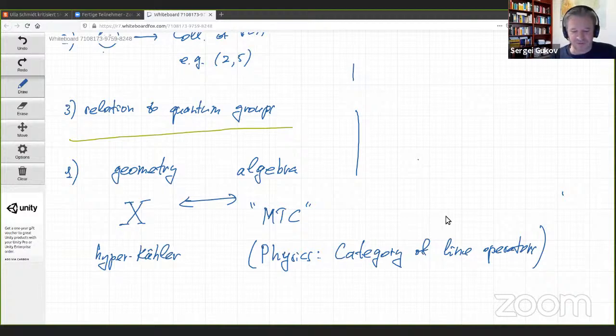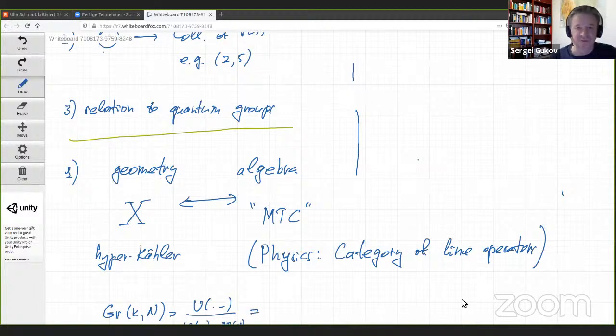But the answer to the question about the counterpart of the T deformation, which is also something that Du posted in chat, is easy to explain. So what is the original Grassmannian of K planes in some n-dimensional space? You can think about it in many different ways, but for instance, it's a homogeneous space. It's a quotient U(N) divided by U(K) times U(N-K). So that's one description, but that's not the one I'm going to use. There is another description, as a Kähler quotient.